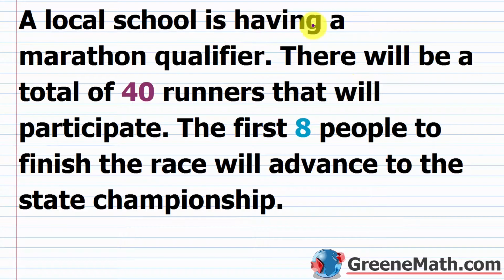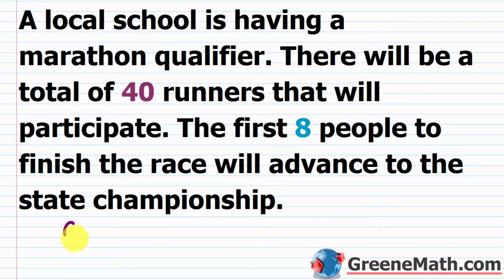So a local high school is having a marathon qualifier. There will be a total of 40 runners that will participate. The first 8 people to finish the race will advance to the state championship. Okay, so do I want a permutation or a combination? Does the order matter here? We know that repetition is not allowed, right? Because if I'm in the first position, I can't also be in the third position. But does the order matter? Well, no, not for our result because it just says the first 8 people. So it doesn't matter if I finished first or 7th, okay? As long as I'm in that top 8, I'm going to advance to the state championship. So we would use a combination here.